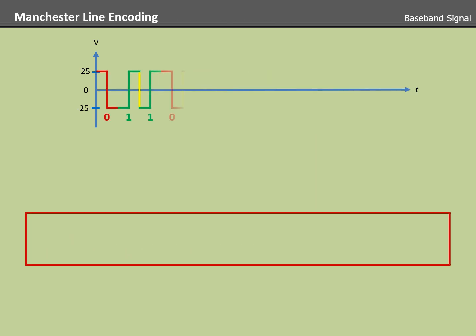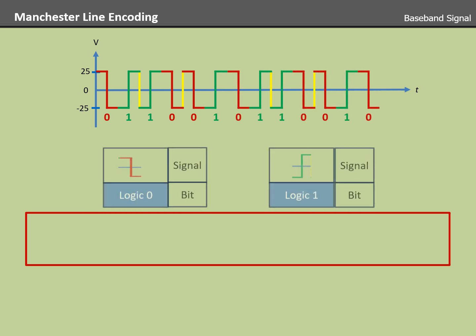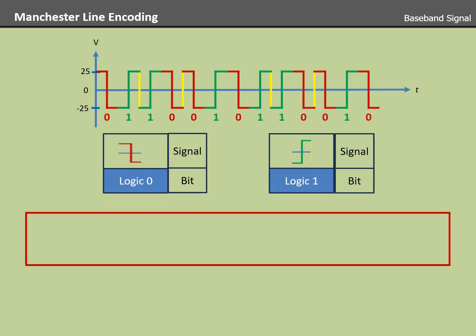The last encoding method covered is Manchester line encoding. In Manchester line encoding, a logic 0 is represented by a high to low transition, and a logic 1 is represented by a low to high transition. The mid-bit transition also serves as a clocking mechanism.